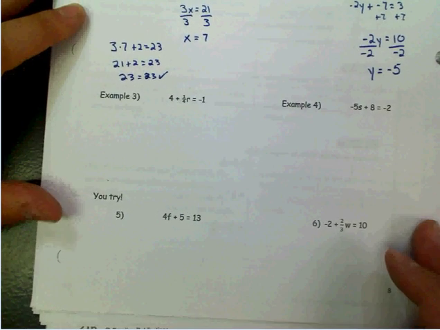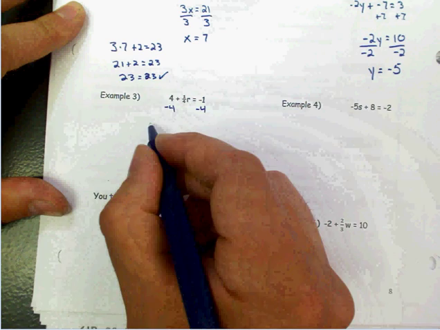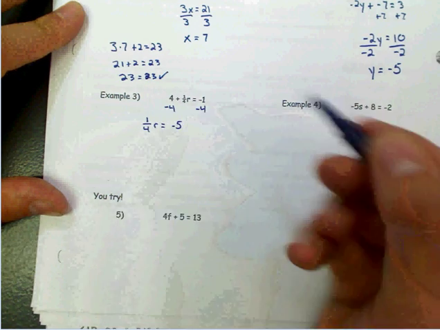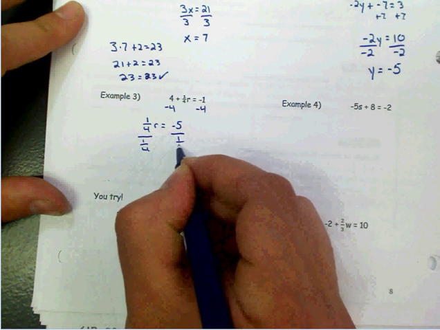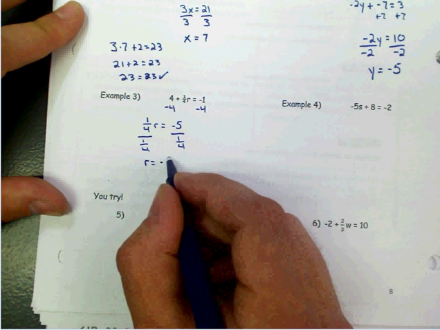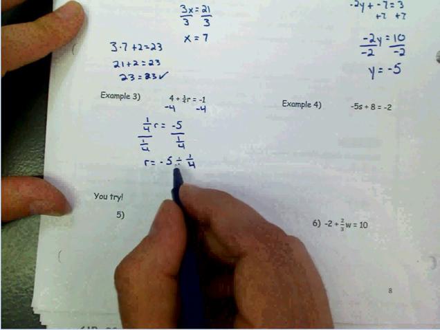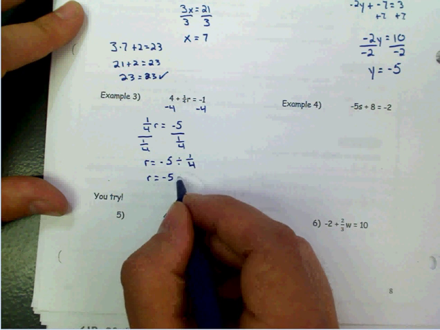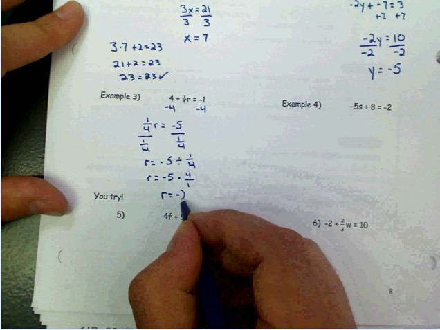Example 3. I'm going to subtract 4 from both sides. So I'm going to end up with 1/4 of r equals negative 5. I'm dividing by that 1/4. Remember that magic phrase as we're dividing with fractions. I have r equals negative 5 divided by 1/4. Stay, change, flip. r equals negative 5 times 4 over 1. So r is negative 20.